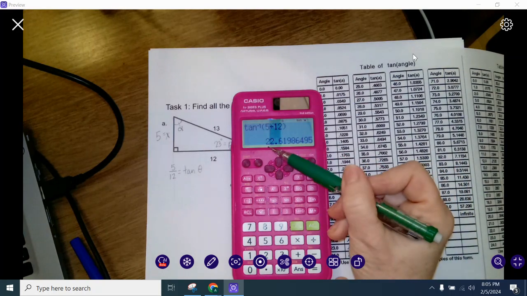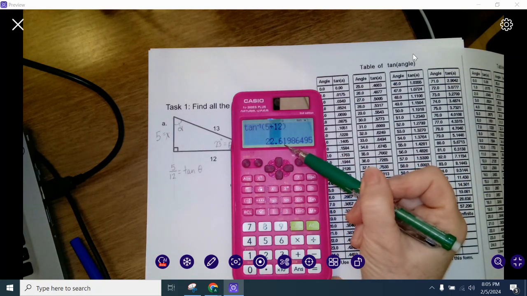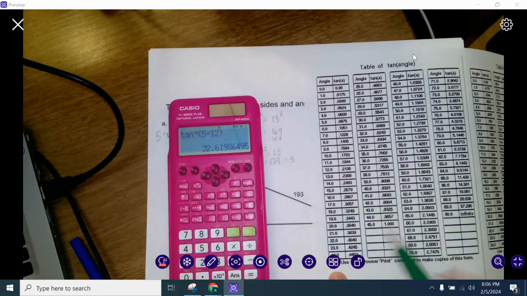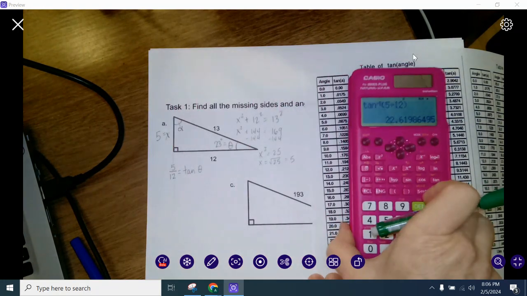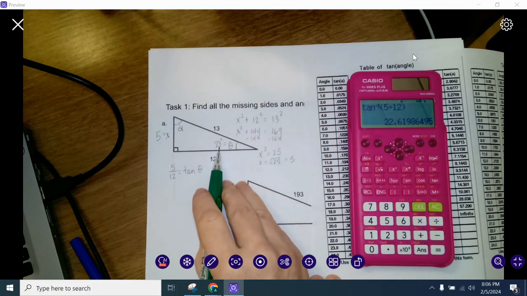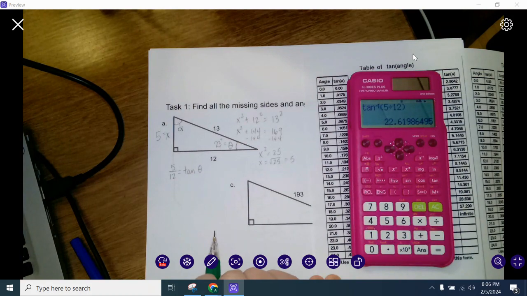You see, it says it's 22.6 degrees. So on my table, I said I thought it was closer to 23 degrees. Closer than it was to 22. And then if I actually do it on my calculator, it says it's actually 22.6 degrees. And if I round that off, I would get 23 degrees. So I'm perfectly fine with my 23 degrees.